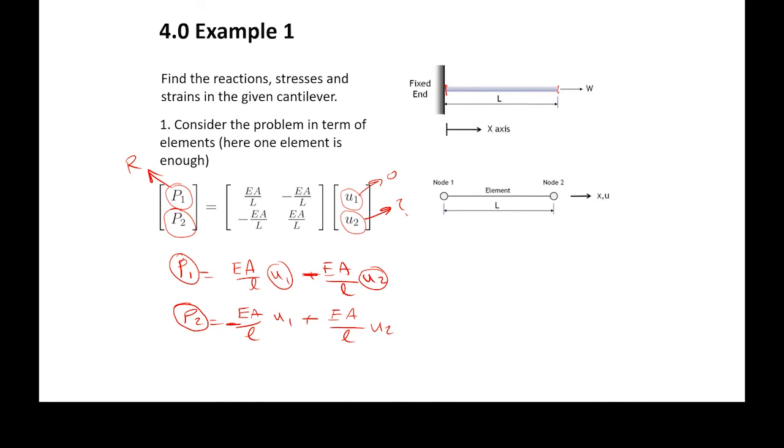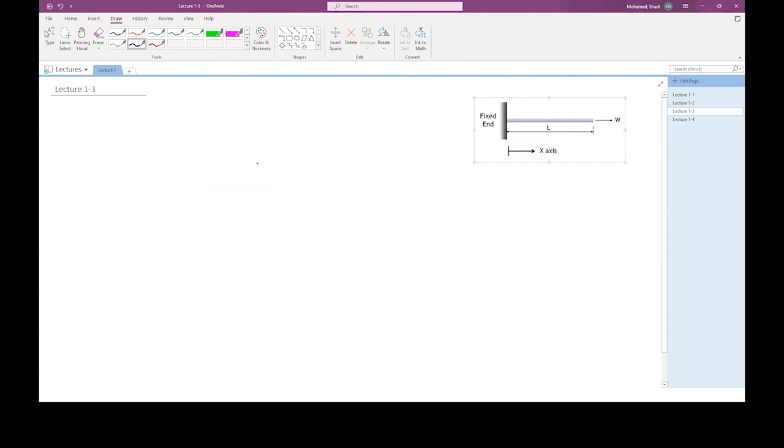Of course, using equilibrium, we can get the reaction, but at this stage we have not solved the problem, so we don't know what is the value of P1. Now, how about P2? This is equal to W. So I'm going to replace this inside the problem and solve.